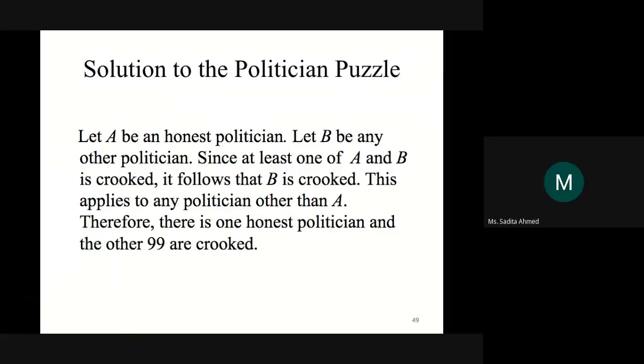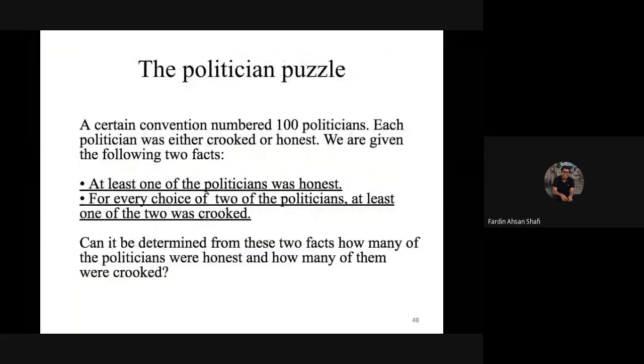Miss, yes. Can we not say that if we take, like from the start, one slot to be the crooked politician and the rest 99 random, can it not be that the rest 99 are the honest ones and the one crooked is fixed?